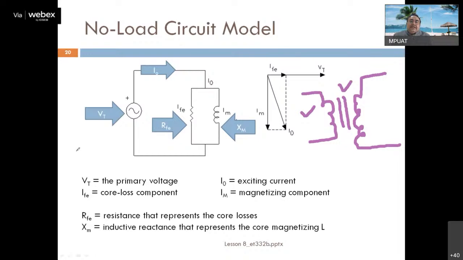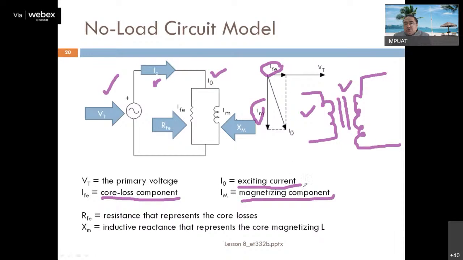But now I will draw the electrical equivalent circuit of the transformer at no load condition, of a practical or non-ideal transformer. I have an applied voltage Vt, and a current I naught is drawn. This current I naught I have resolved into two components. One is IFE or IE, called the core loss component. Another component is IM, called the magnetizing current component. The total I naught is called the exciting current or no load current.